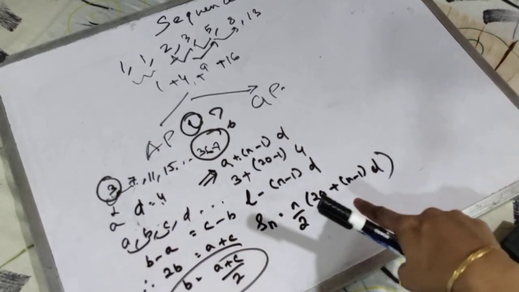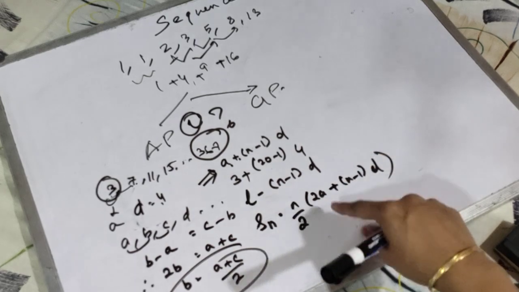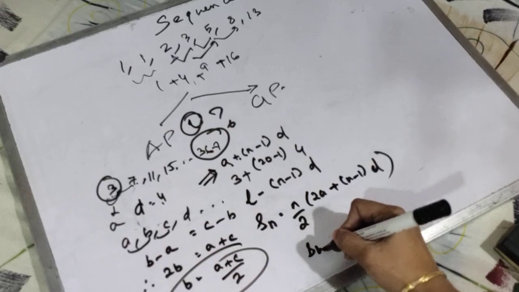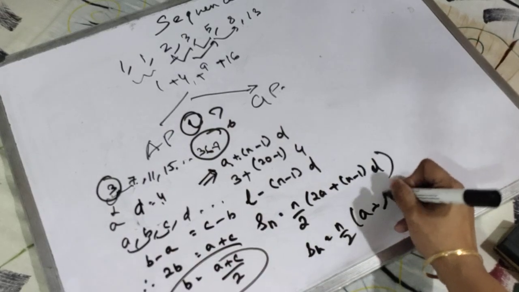This is Sn equals n by 2, 2a plus n minus 1 times d. So again, you know the meaning of a, n and d. So you know how to put in the formula and just solve. You can also use this formula as well, which is n by 2 times a plus l.